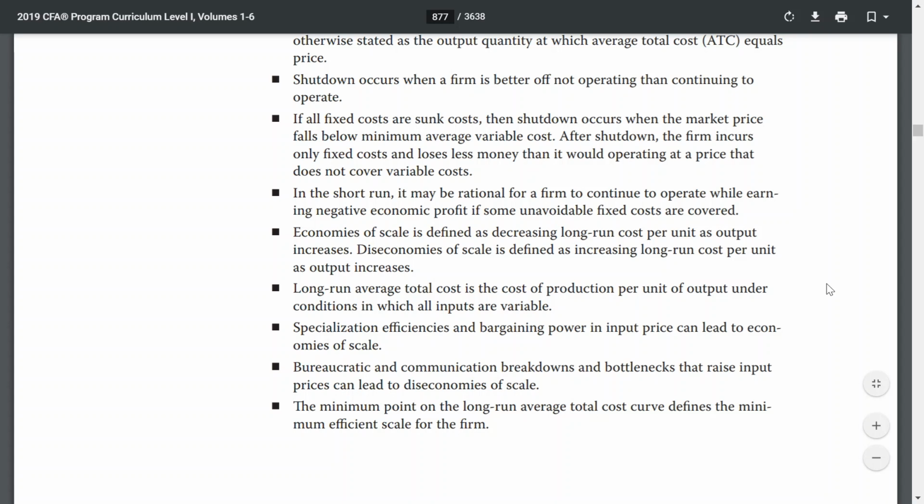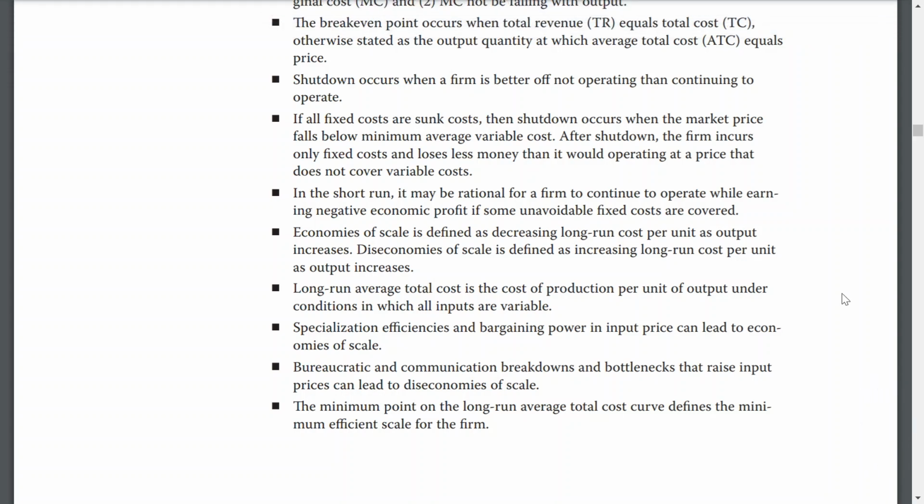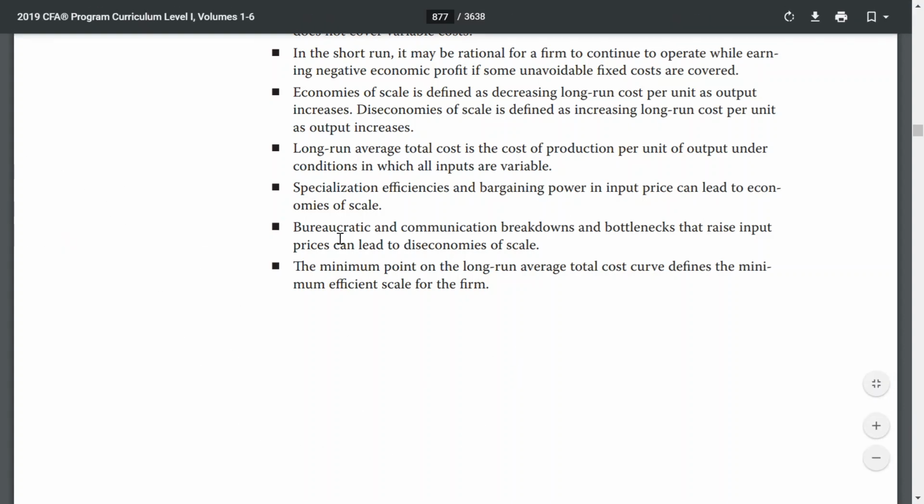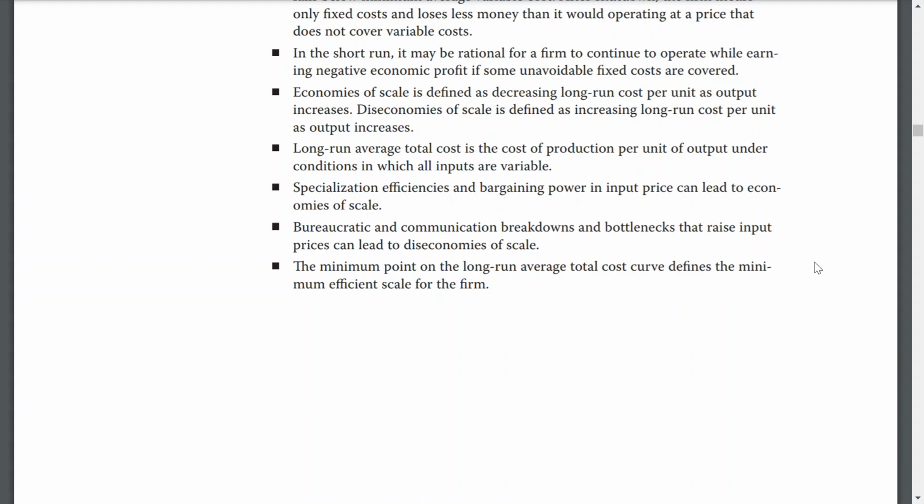Long-run average total cost is the cost of producing per unit of output under conditions in which all inputs are variable. The specialization effect and bargaining power over input prices can lead to economies of scale. Bureaucratic and communication breakdowns and bottlenecks that raise input prices can lead to diseconomies of scale. So this is what causes economies of scale, and what causes the cost to go up after it dips down and reaches the minimum. The minimum point on the long-run average total cost curve defines the minimum efficient scale for the firm.